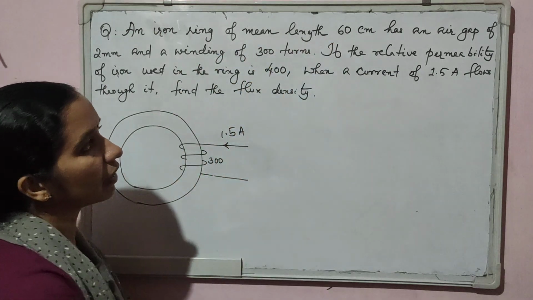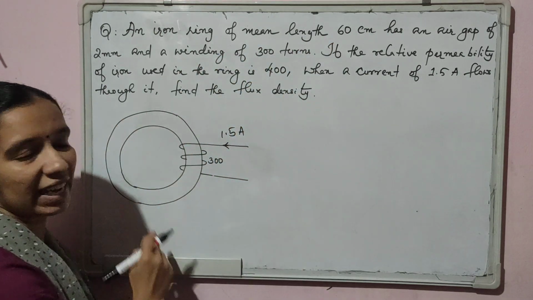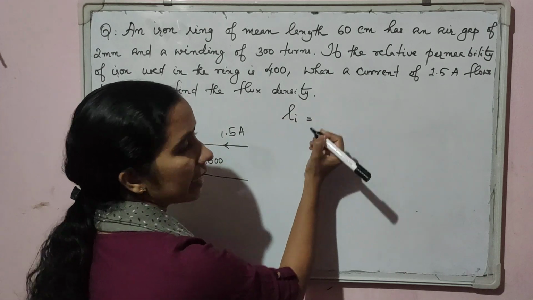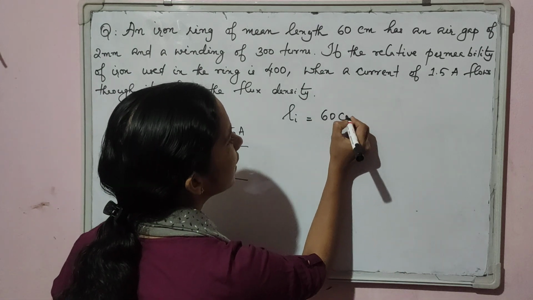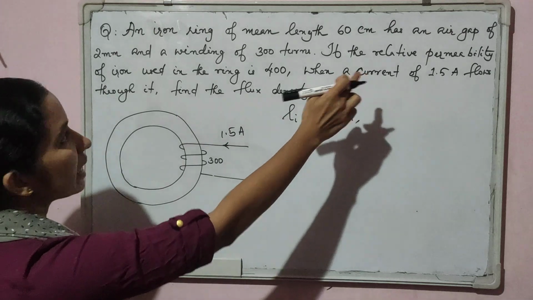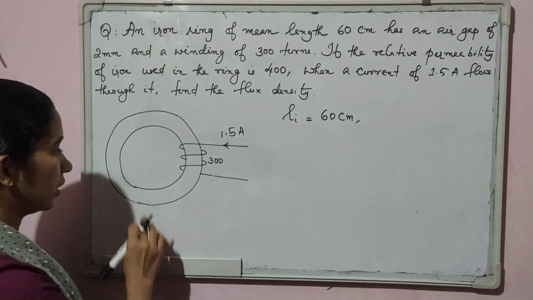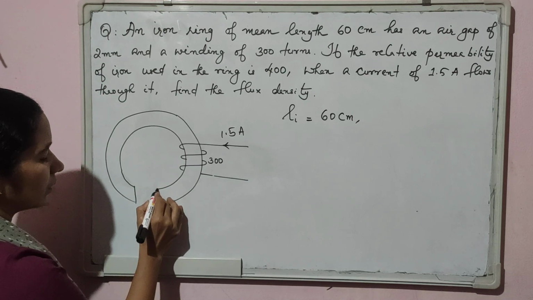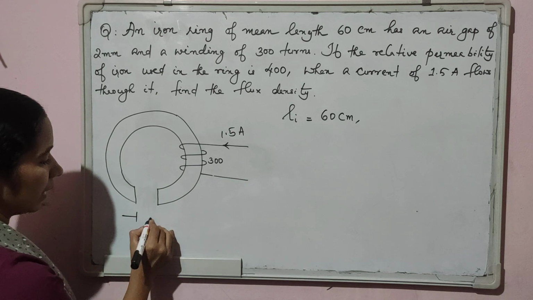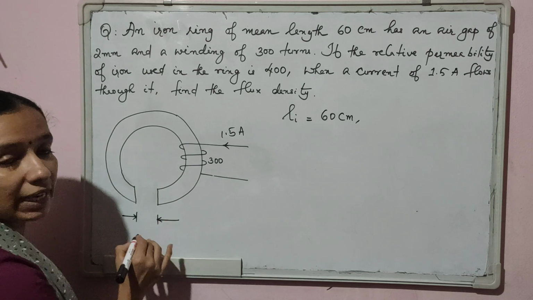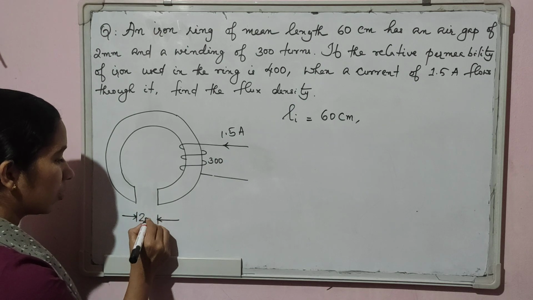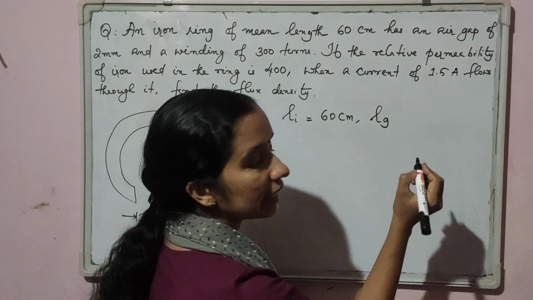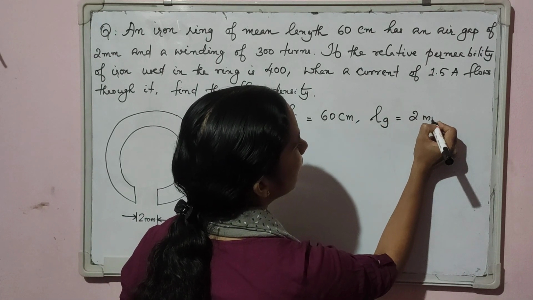So the mean length of the iron ring is given as 60 centimeters. We can denote the length of iron as Li, equal to 60 centimeters. Then there is an air gap of 2 millimeters. So here in this iron ring there is an air gap, and it has a length of 2 millimeters. So we can write the length of air gap Lg is equal to 2 millimeters.